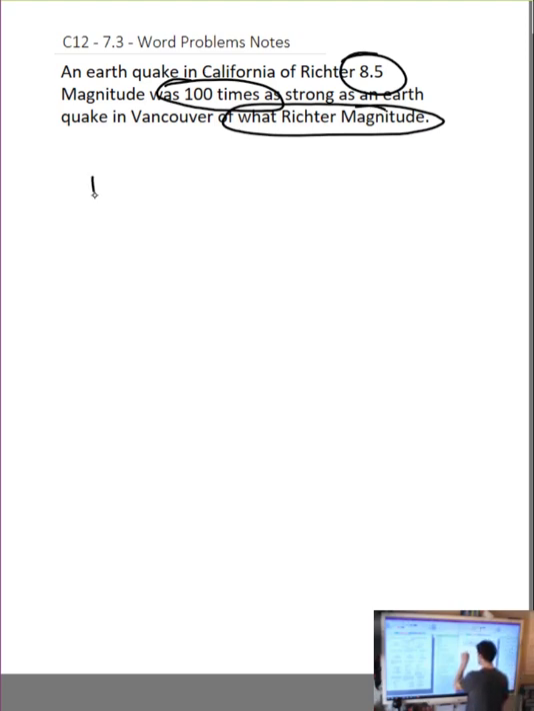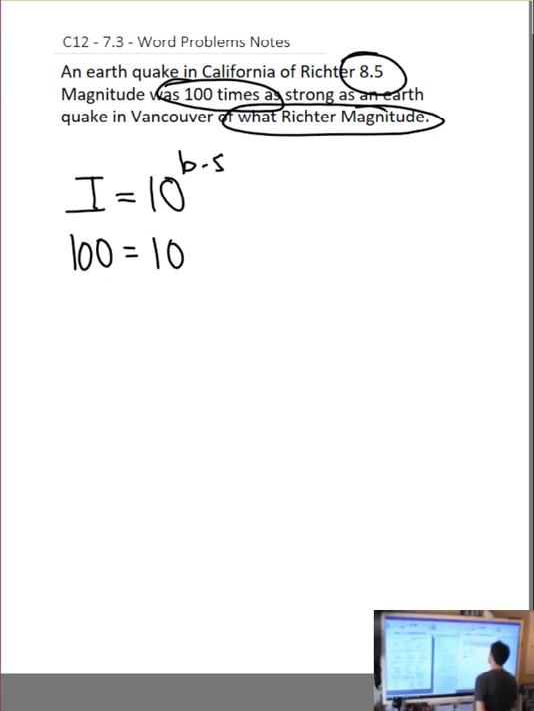Okay, an earthquake in California, Richter of 8.5 magnitude, 100 times as strong as an earthquake of what Richter magnitude? So we're going to start off with the intensity equation. I equals 10 to the b minus s. Now this time the intensity was 100 times as strong, equals 10 to the bigger one minus the smaller one. So it was 100 times as strong. That means that 8.5 is the bigger one, 8.5, minus the smaller one that occurred.